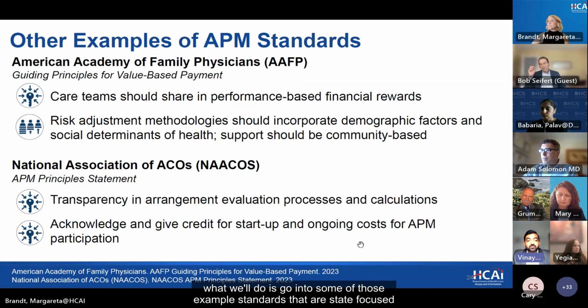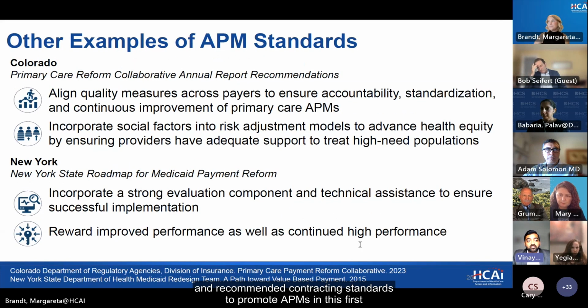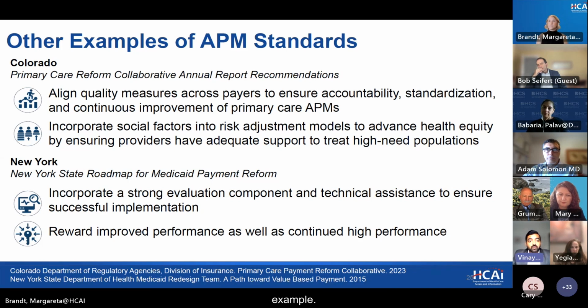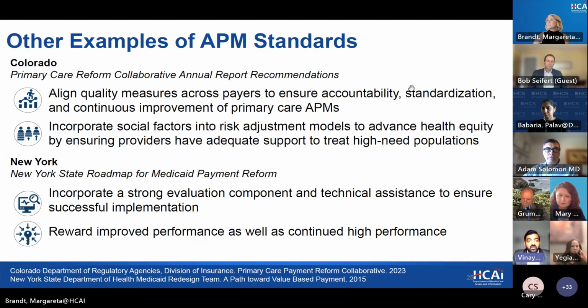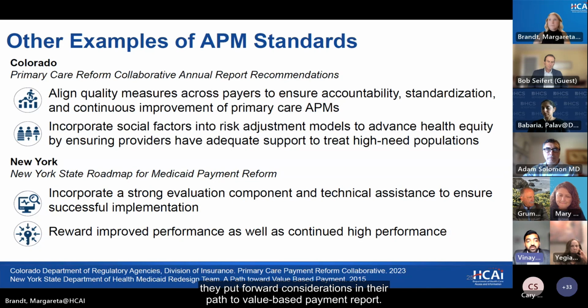On the next slide, we'll go into some example standards that are state-focused and recommended contracting standards to promote APMs. In this first example, these are recommendations put forward by the Colorado Primary Care Reform Collaborative in their 2023 annual report. They include aligning quality metrics, as we've all been discussing, for performance evaluation and improvement, and incorporating social factors in risk adjustment methodologies as well. Next, the New York State Medicaid Redesign Team put forward considerations in their Path to Value-Based Payment report. The team highlights the importance of evaluation and technical assistance for successful implementation. It also highlights the concept of rewarding both improved performance and continued high performance. This is similar to IHA's attainment and improvement incentive that we discussed a minute ago.